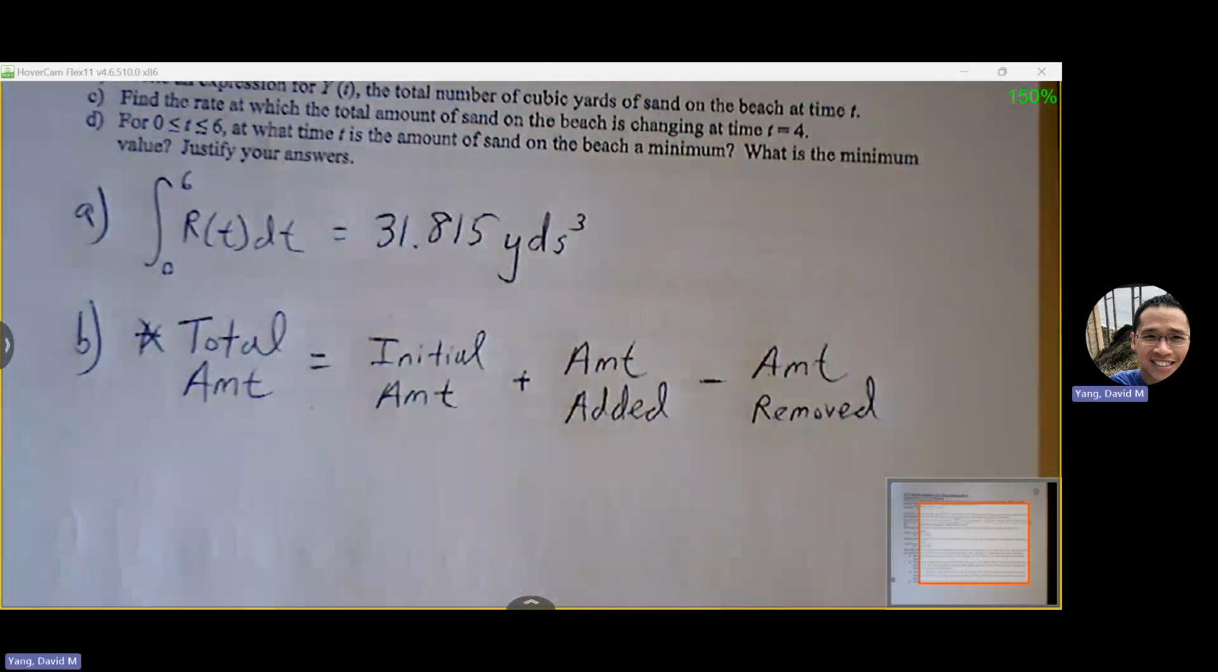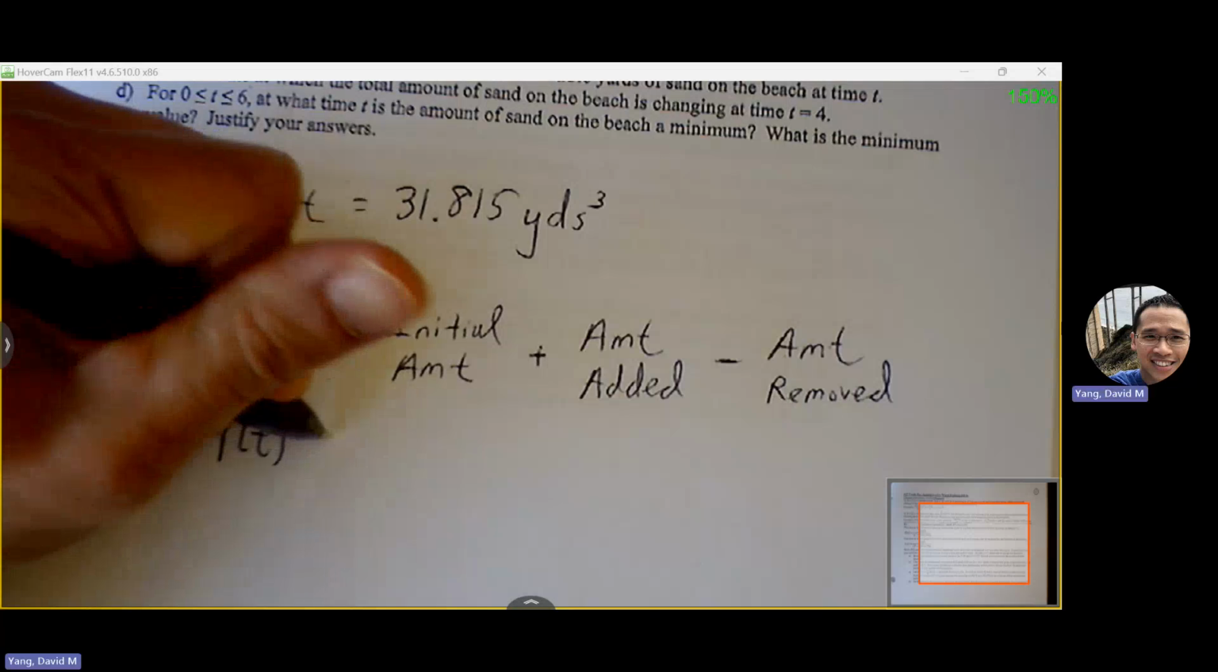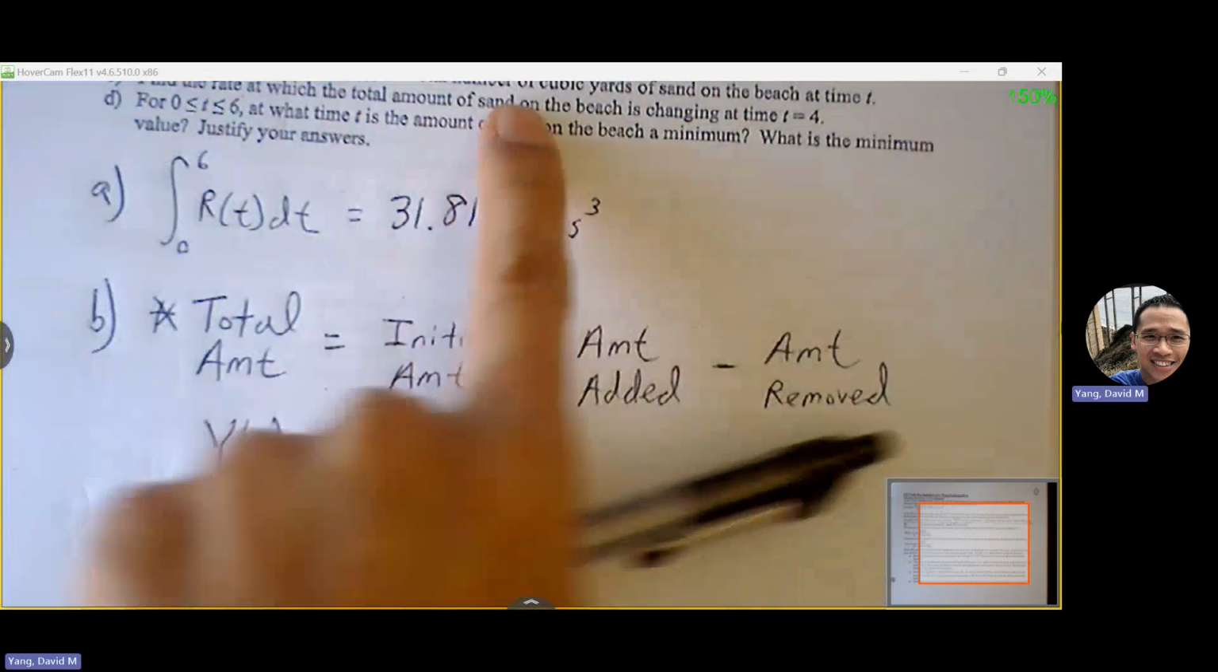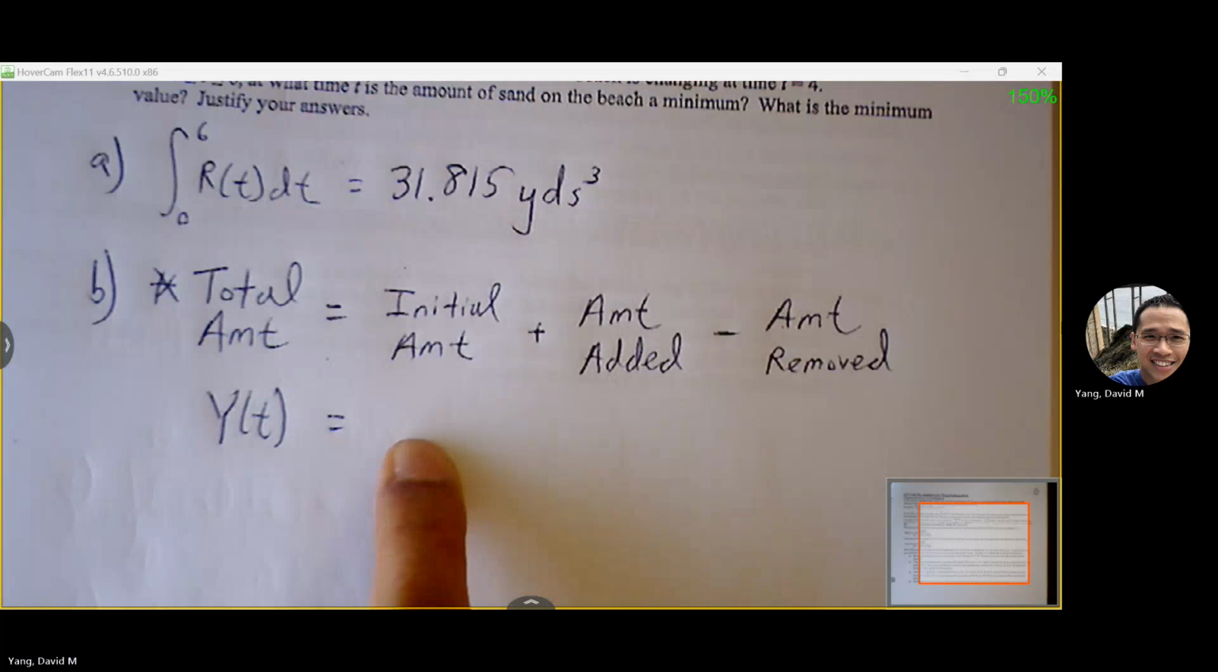So if I'm trying to figure out how much is there of whatever I'm looking for, how much is there to begin with, how much has been added, how much has been removed, and then if I combine those numbers together, that will tell me how much is left over. So in this case, I'm looking for the amount of sand. In this case, they want to use y of t to represent the amount of sand on the beach. Okay. Do we have an initial amount at the beginning of the problem?